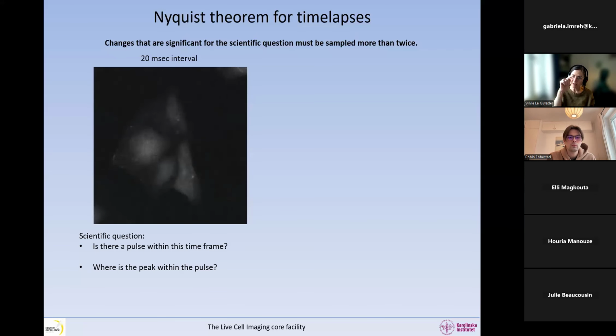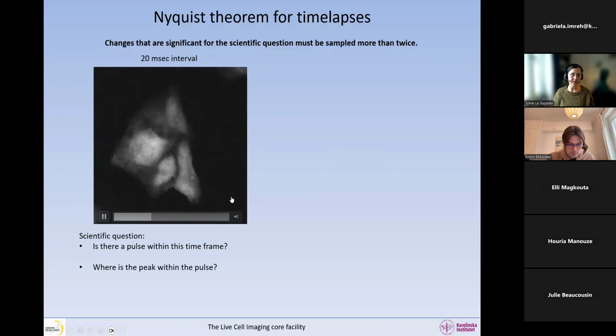So how long does it take to peak? These are our scientific questions, and now we're trying to figure out what interval I have. How much time between my images? If I have a 20 millisecond interval, this is what I'm seeing. Within my time lapse here, I have one pulse. That's what it looks like.